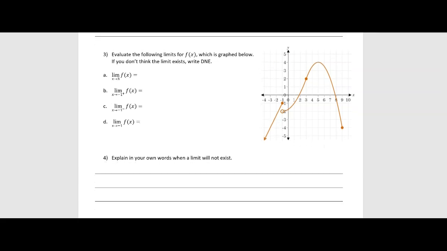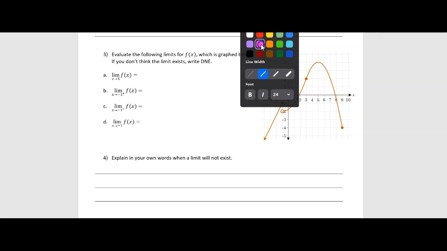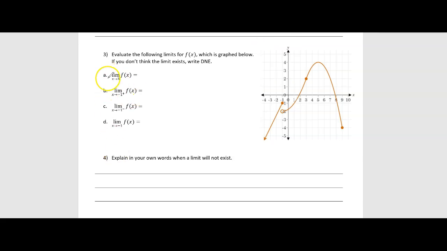Now again, here's a problem where I would encourage you to pause the video and answer parts A through D, and even part 4, and then come back and take a listen. So we have a function here, f of x, and we have 4 limits to evaluate. Based on what we did in our previous lesson, you should be able to evaluate these on your own. First one, the limit of f of x as x approaches 3. Well, let's approach 3 from both sides, and we can see that the function is clearly approaching 2.